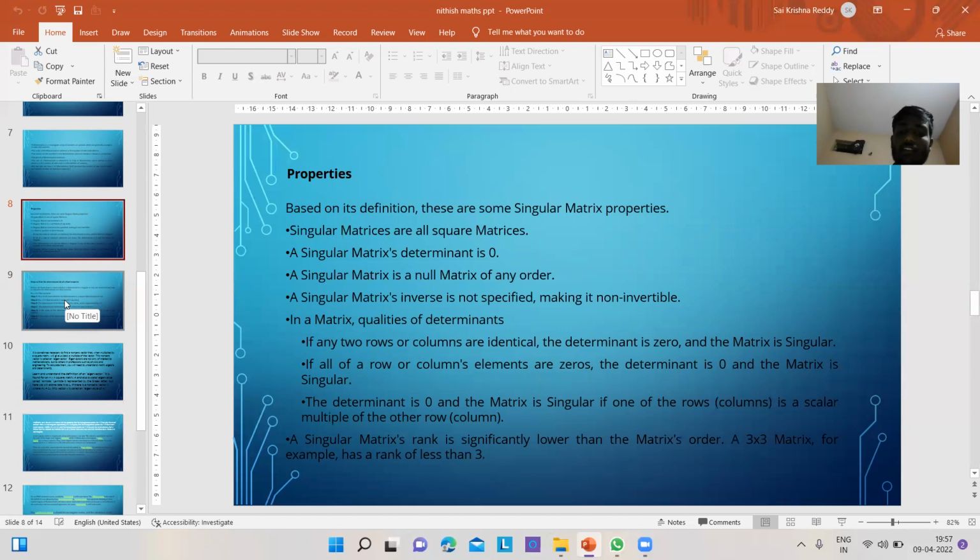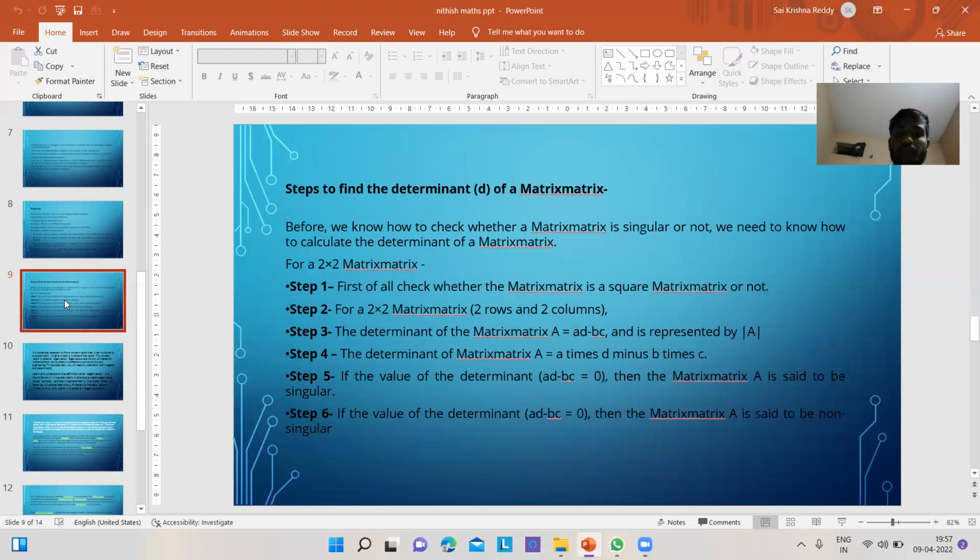The determinant is zero and the matrix is singular if one of the rows is a scalar multiple of the other row. A singular matrix's rank is significantly lower than the matrix order. A 3 by 3 matrix, for example, has a rank of less than 3. Steps to find the determinant of a matrix.